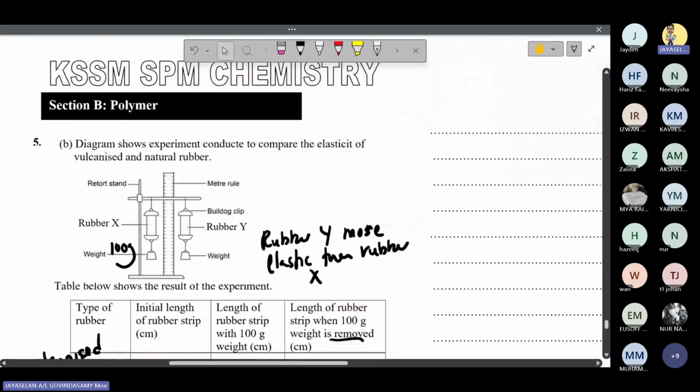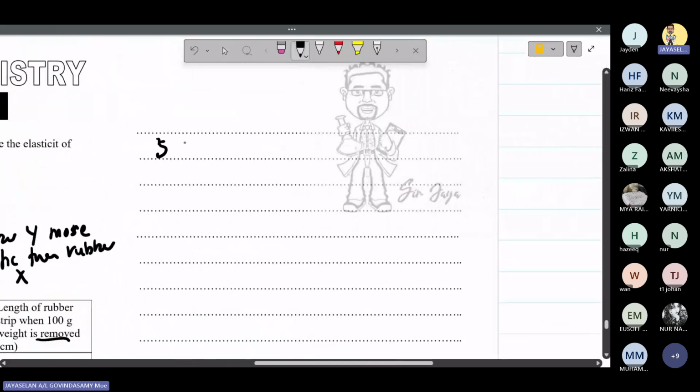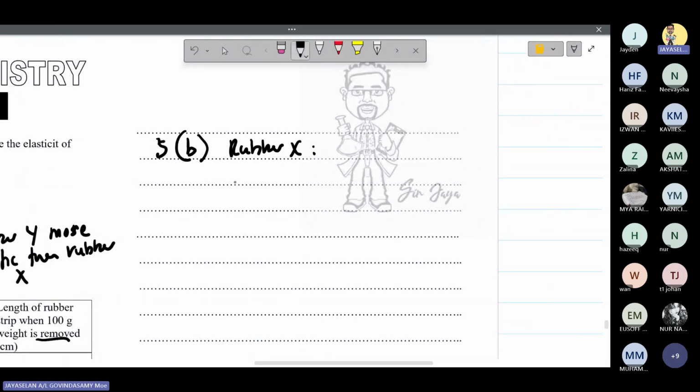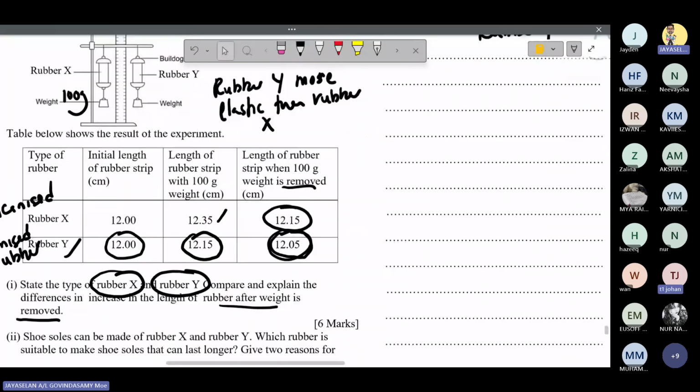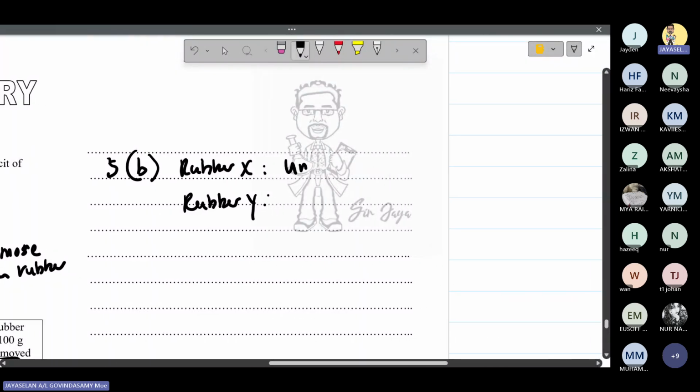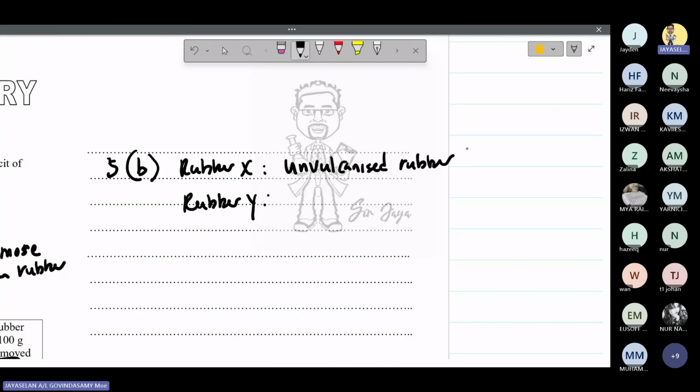So I put here, so this is question number 1. I put question B. So I put rubber X, then I put rubber Y. So rubber X dia tak dapat kembali ke keadaan asal. Rubber Y dia dapat kembali. So rubber X I put here unvulcanized rubber. So I already score 1 mark. This one is vulcanized rubber. So I already score 2 marks. Any question?